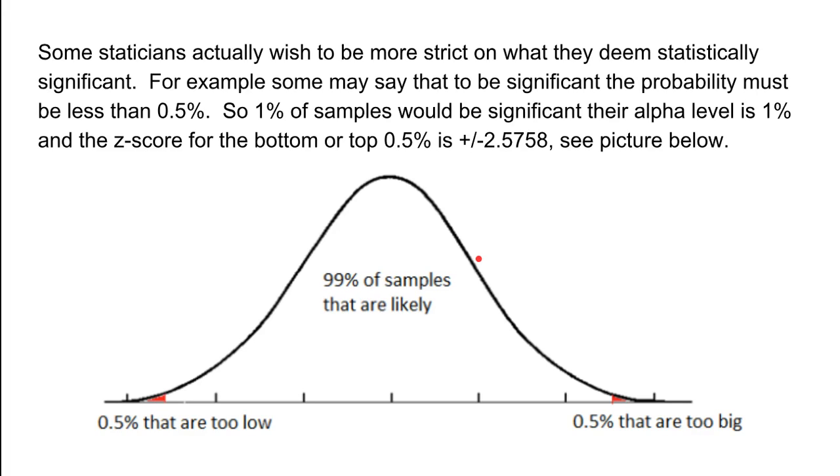And again, if you're 99% confident, then that means 1% of samples are going to be weird, whether it be 0.5% at the top or the 0.5% at the bottom. Those are your really weird samples. And again, we could find the special z-score to mark that upper and bottom 0.5%, and we could use invert norm to do that and get 2.5758.